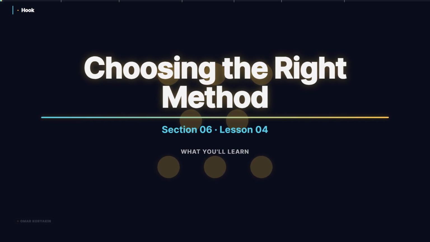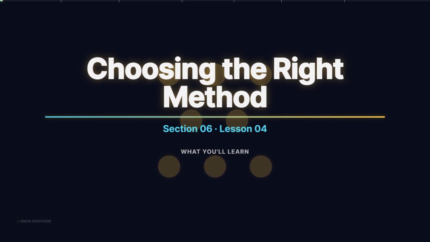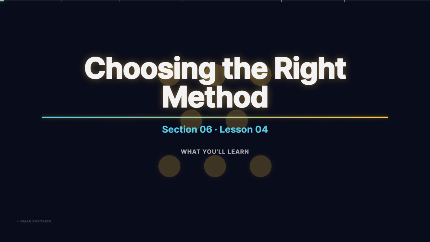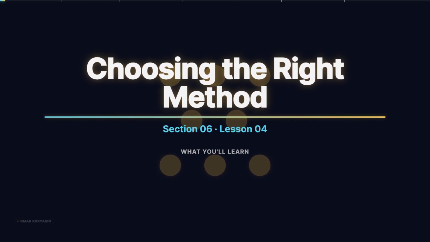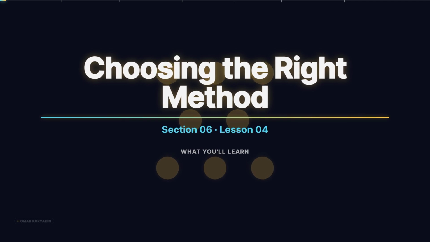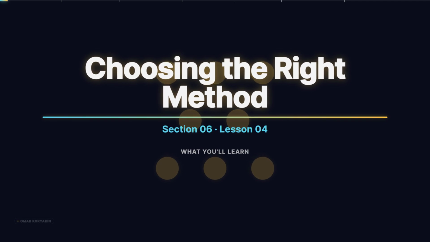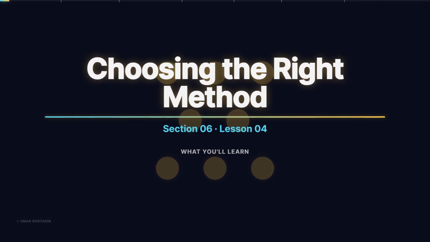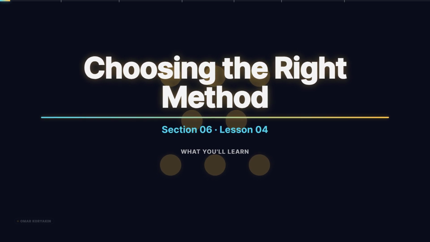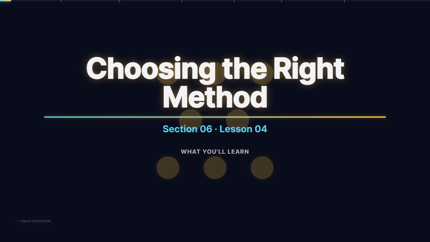Welcome to Section 6, Lesson 4. In the previous 3 lessons we learned 3 methods for solving linear systems: graphical from Lesson 1, substitution from Lesson 2, and elimination from Lesson 3. Each method works on every linear system, producing the same correct solution, but the methods differ in how much algebraic work they require for any given system.